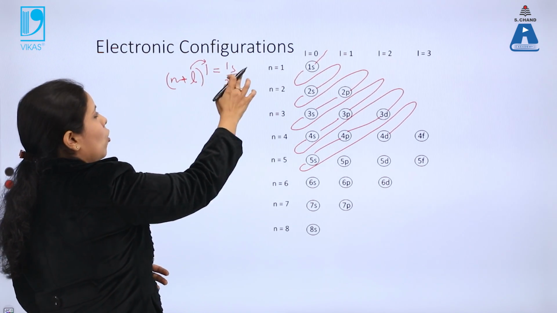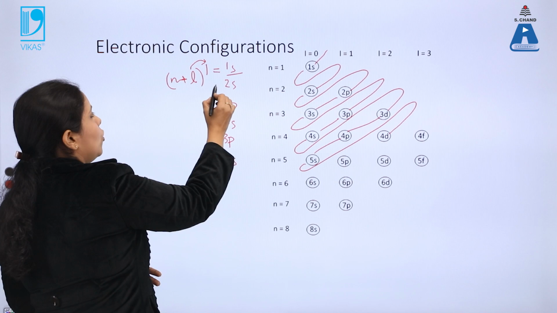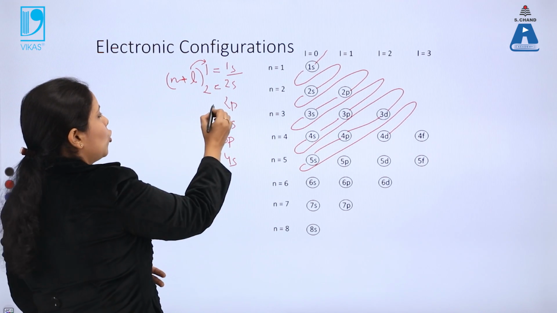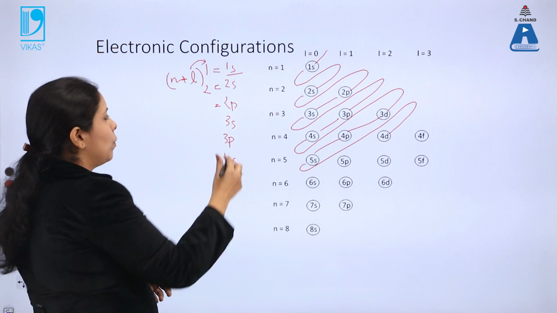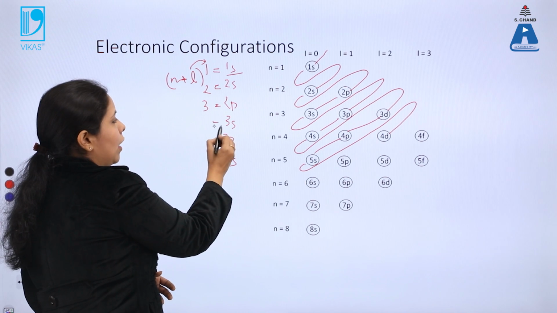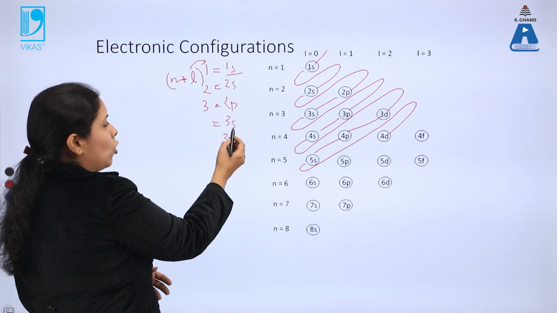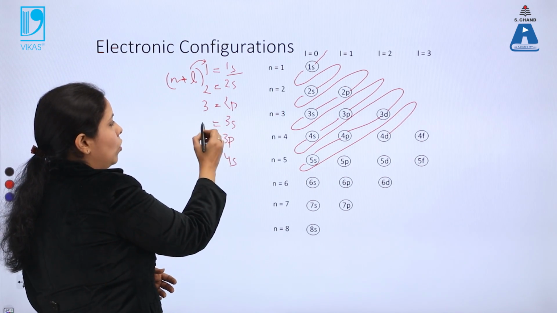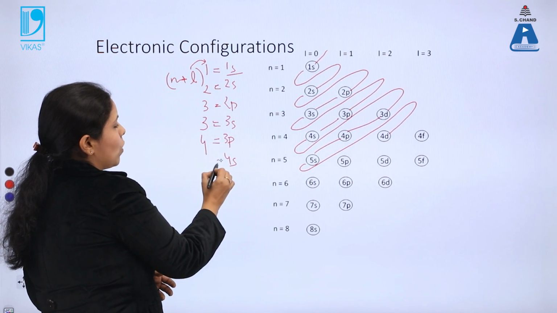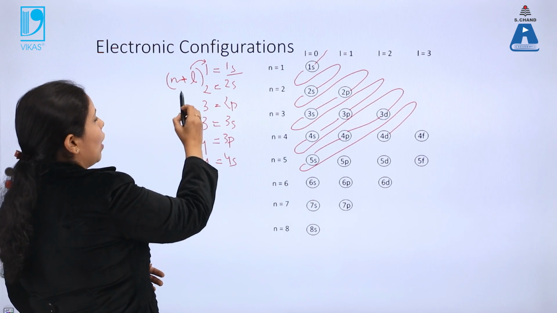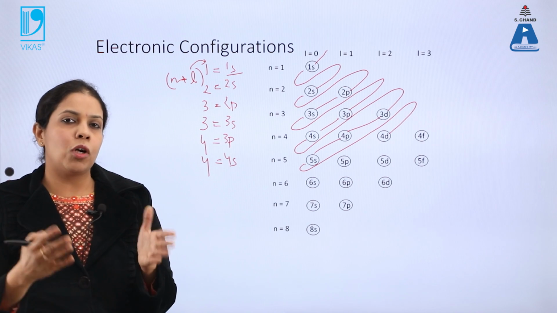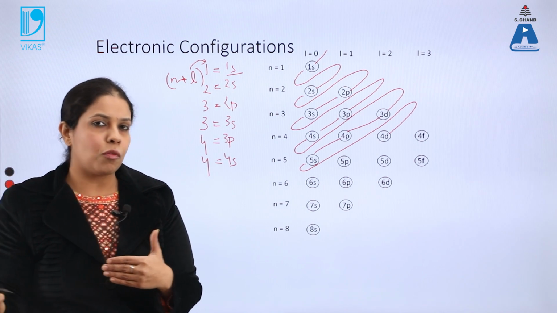The value of n plus l for the 1s orbital is 1, and for 2s it is 2 plus 0, which is 2. For the 2p orbital, the value is 3, because p has l equal to 1. For 3s, it is 3 plus 0, since the value of l for s is 0, so it is again 3. This one has 4, and this one again has 4. So the value of n plus l has to be seen whenever we calculate the order of energy of orbitals.